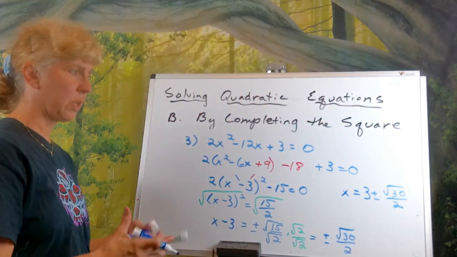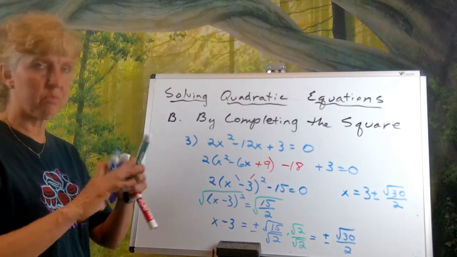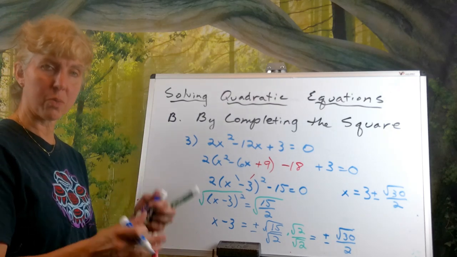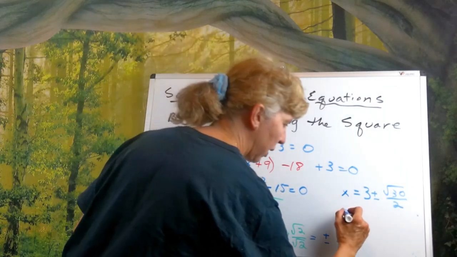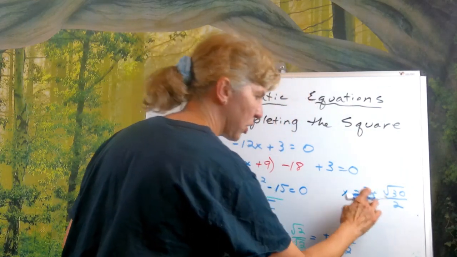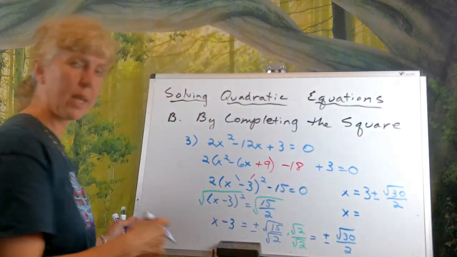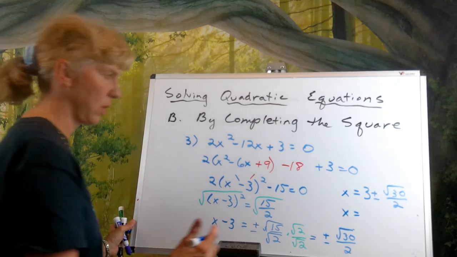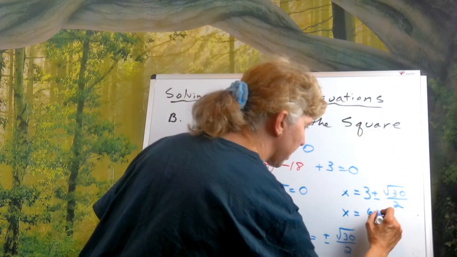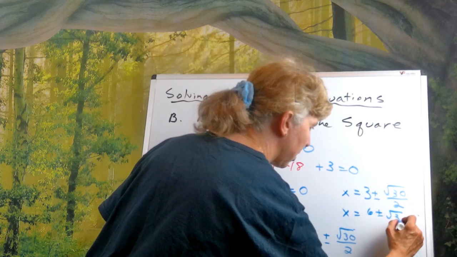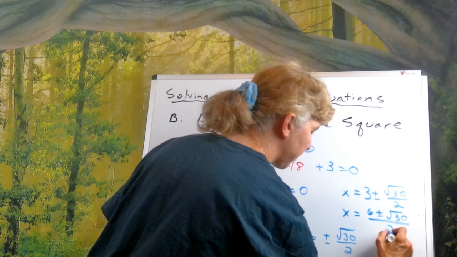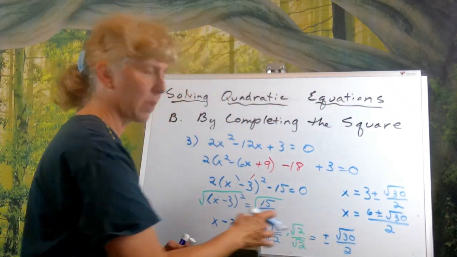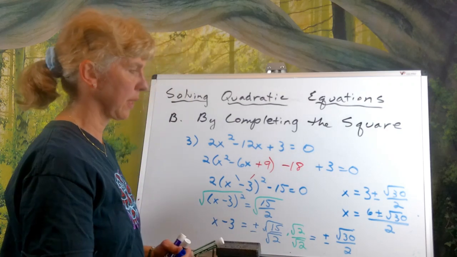Now, in my opinion, that's a completely final answer that's lovely. But some teachers like that all as one fraction. So an equally correct answer would be to change this so that it has a denominator of 2, that is 6 over 2, which is the same as 3. In which case I would have 6 plus or minus root 30 all over 2. All right, it doesn't matter to me which way you leave your answer, but it might matter to your teacher, so make sure you check with them.